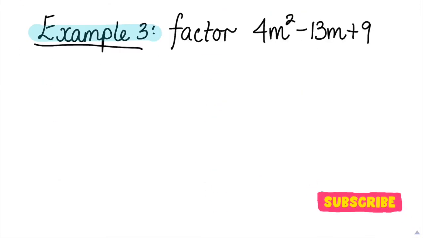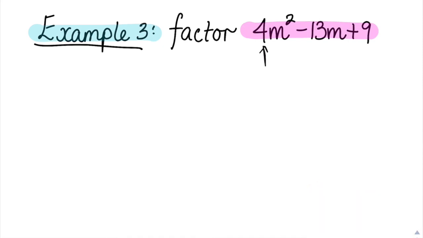In example 3, we are asked to factor this expression here. You'll notice that the coefficient of the m squared is actually larger than 1. Don't fear, I know that it can look pretty confusing, but trust me, I'm going to make this as simple as possible. I'm going to start by rewriting our expression.